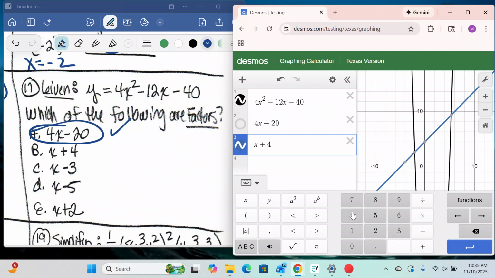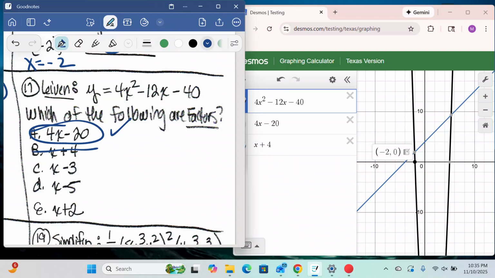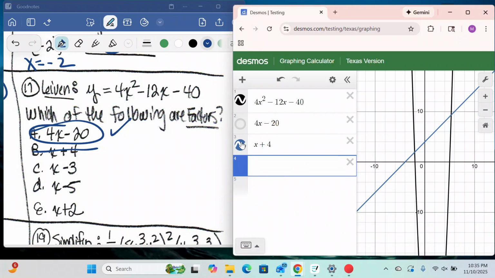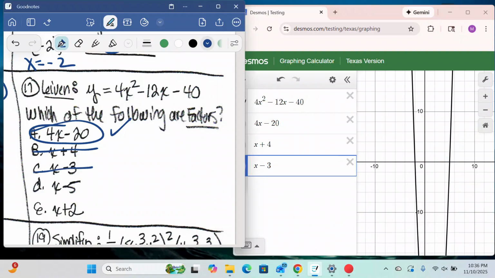Is it a factor? Does it cross through my x-intercept? No, it does not. It crosses through my U, but it doesn't cross through my x-intercept, so this one is not a factor. Then I'm going to unclick this one and input the next one, x minus 3. Is that one a factor? No, it doesn't cross through my x-intercept, so this one is not a factor.